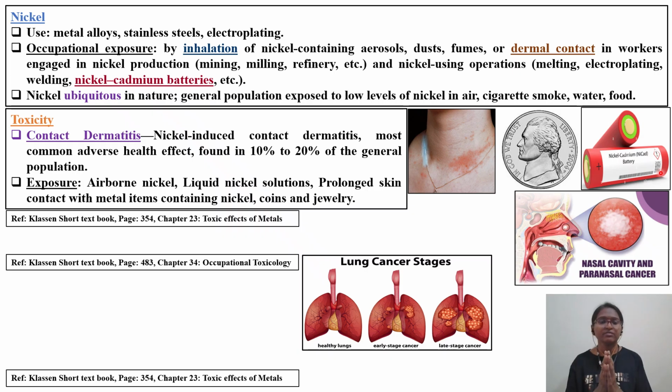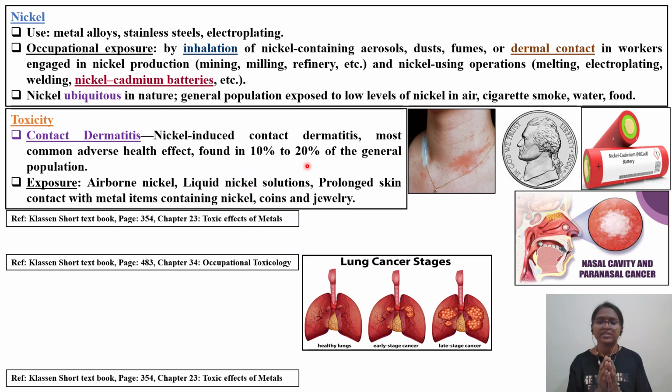So we'll see the skin toxicity, the dermal toxicity. There are two different types of exposure. The acute exposure of nickel will cause contact dermatitis, so dermal exposure. What is this contact dermatitis? It is occurring in around 10 to 20% of the population. This is causing contact dermatitis.